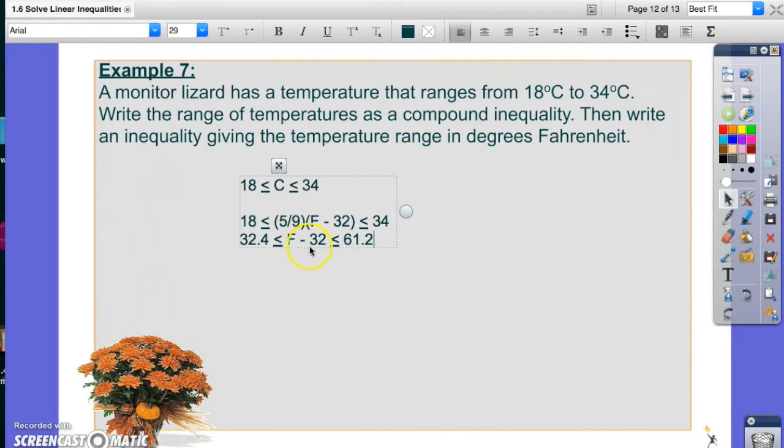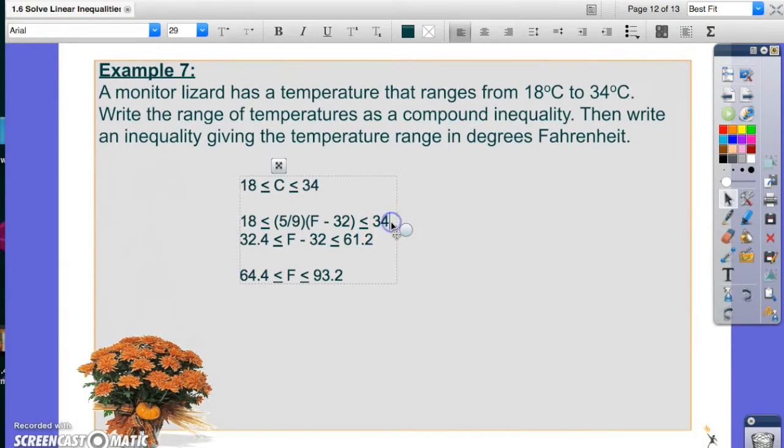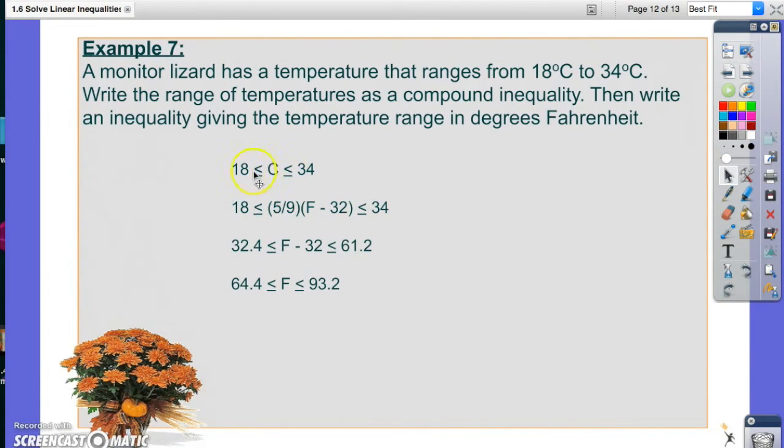Now, from here, we have minus 32. We're going to add 32 to all three sides. All right, we get 64.4 and 93.2. Oops. This last one's going to be our answer. So probably the hardest part was to set this up. So we know Celsius is between 18 and 34. And then, like I said, this step we multiply by the reciprocal 9/5, all three sides. Here we added 32 to all three sides. And then here's our inequality.